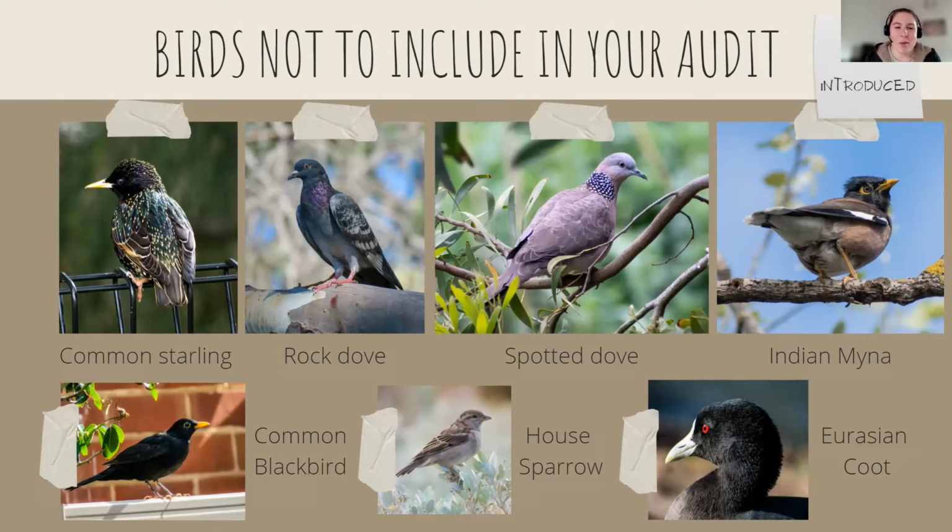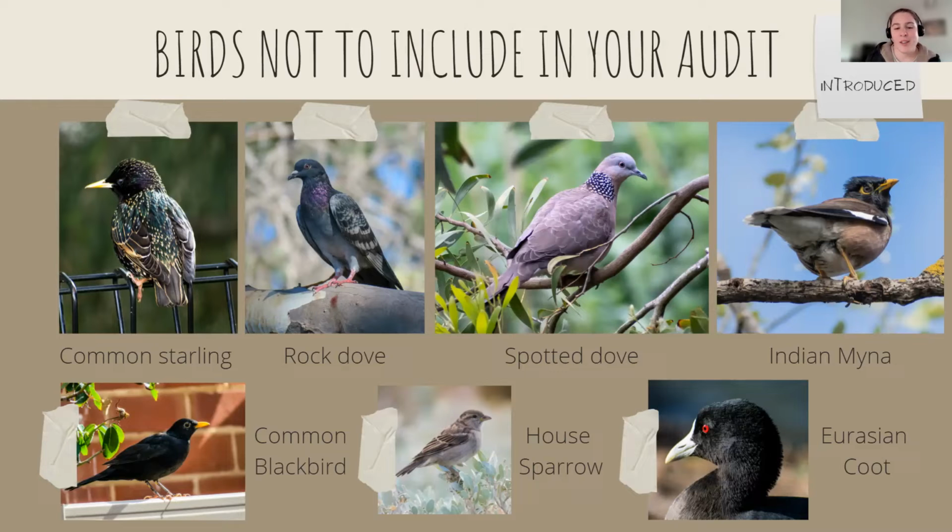I feel like a lot of people know what a pigeon looks like, but the spotted dove looks a bit like them, except they have that spotted scarf neck area, and they actually originate from Asia. We then have the Indian myna, which I think most people in Victoria are very familiar with. They have the orange eye and beak, and then they have the brown, white, and black body.